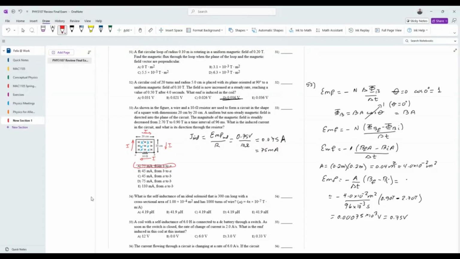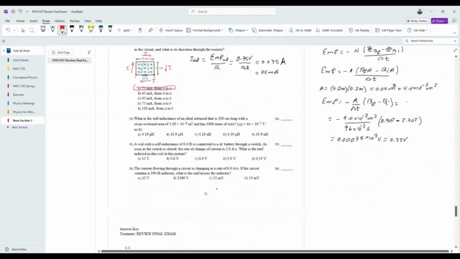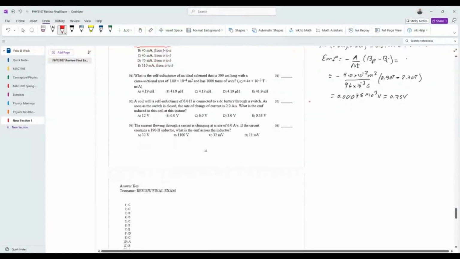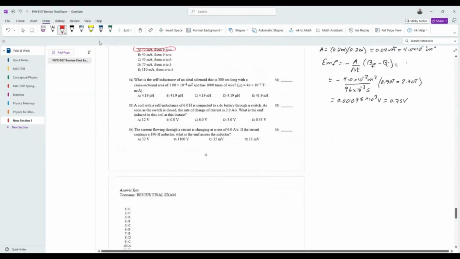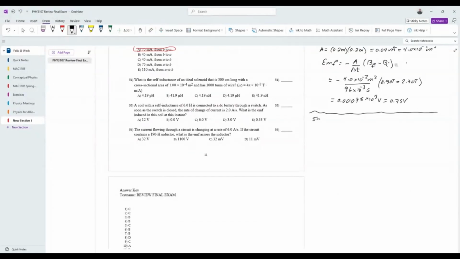Now, the last 3 problems are about inductance. I will explain 2 of them, the 54 and the 55. So what is problem number 54? They ask, what is the self-inductance?